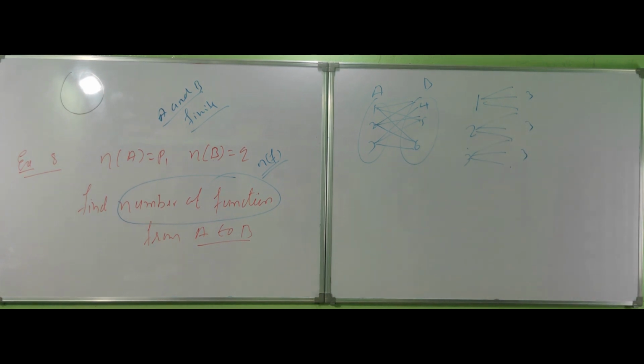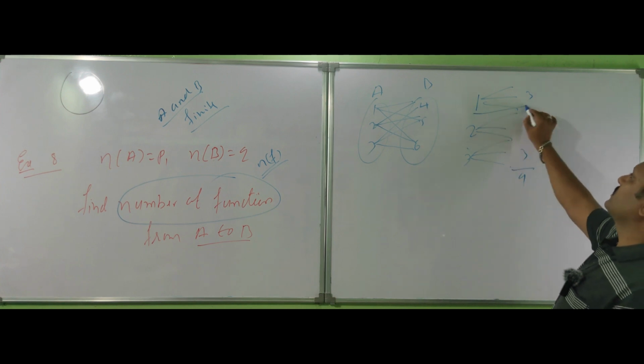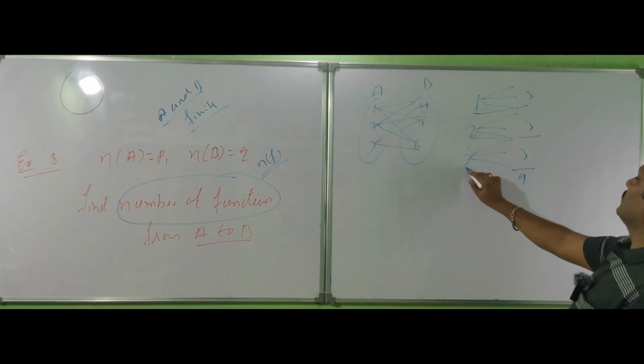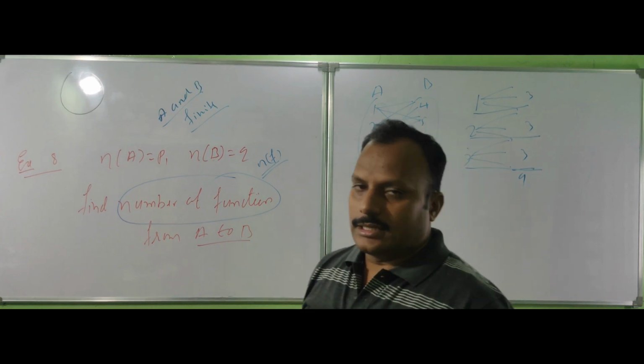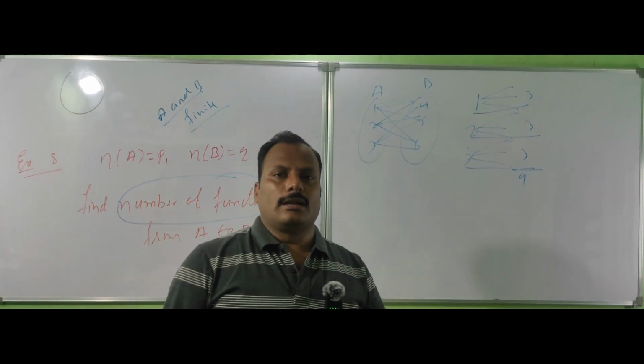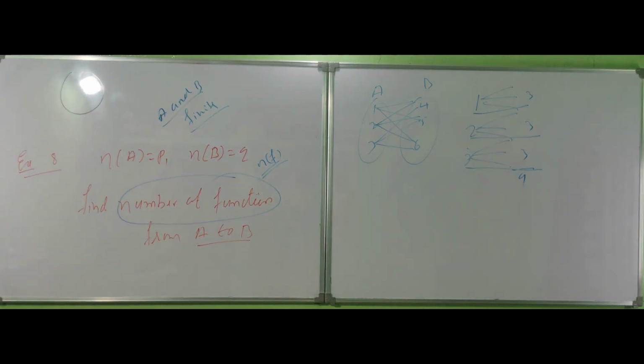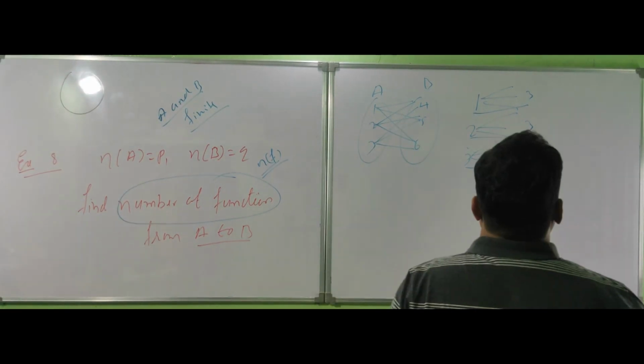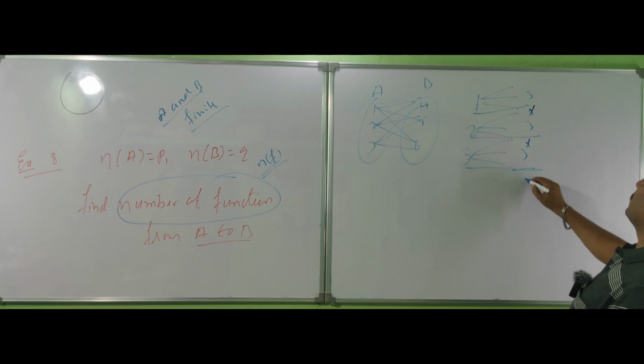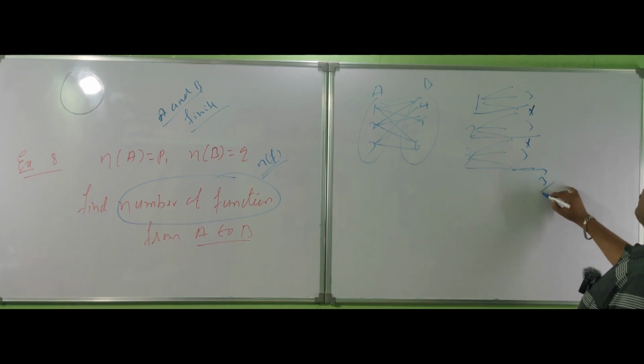How many relations are there? 9 relations are there. Simply, the first element has 3, the second has 3, and the third element has 3. For p elements, how many inputs will you have? See, there are 3 to the power 3 functions.